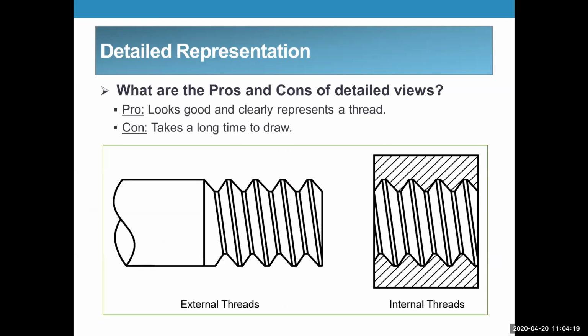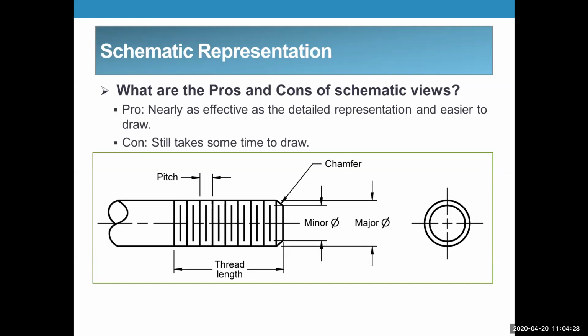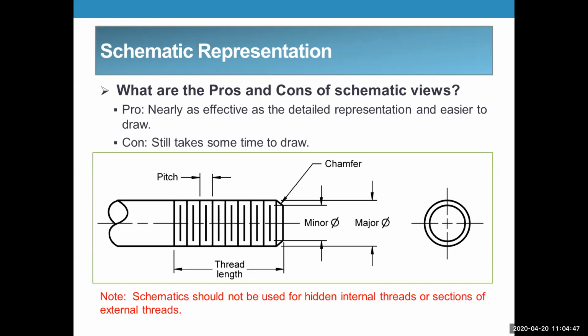Pros and cons of the detailed view: it looks good and clearly represents the thread, but it takes a long time to draw. Schematic: it's almost as effective as the detailed view, and it's a little easier to draw, but it still takes a lot of time. They're still showing the minor and the major diameter, the thread length, and the pitch. Schematic should not be used for hidden internal threads or sections of external threads.